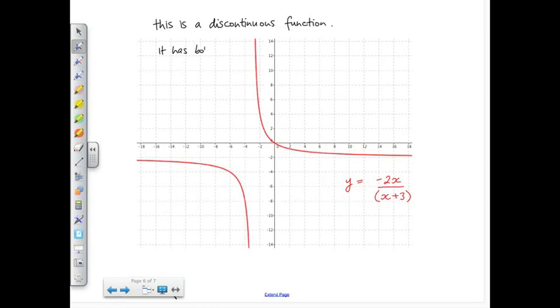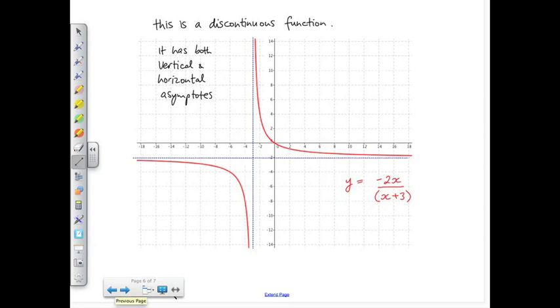We can see looking at it that it has both vertical and horizontal asymptotes. Supposing you didn't know what these were, we could use limits to decide what these were approaching. Let's first draw these asymptotes. There's the vertical asymptote, whose value we can see from this graph is minus 3, and the horizontal one has a value of minus 2.